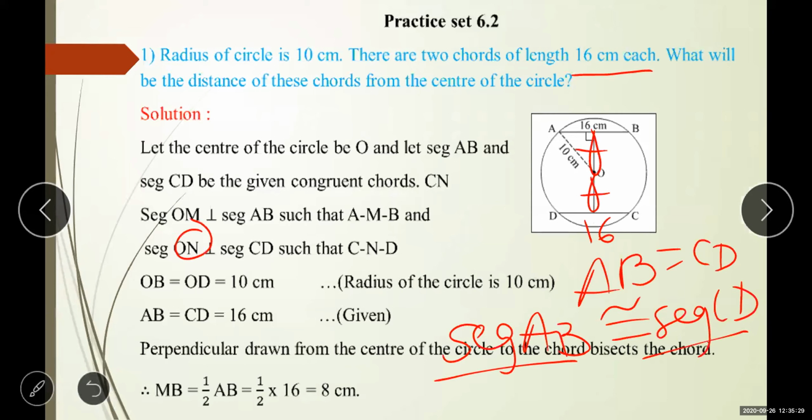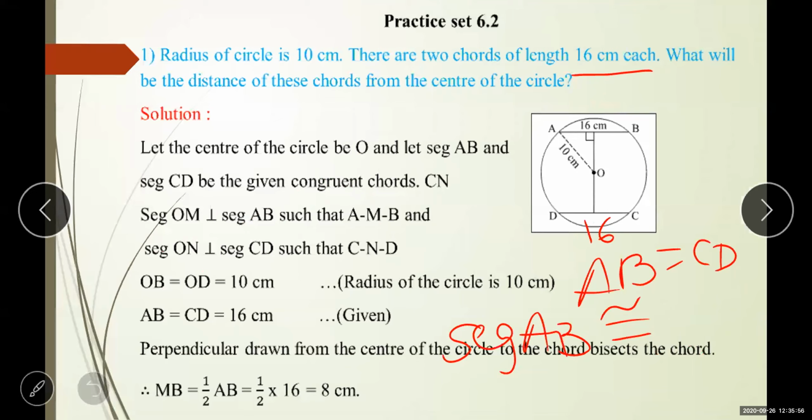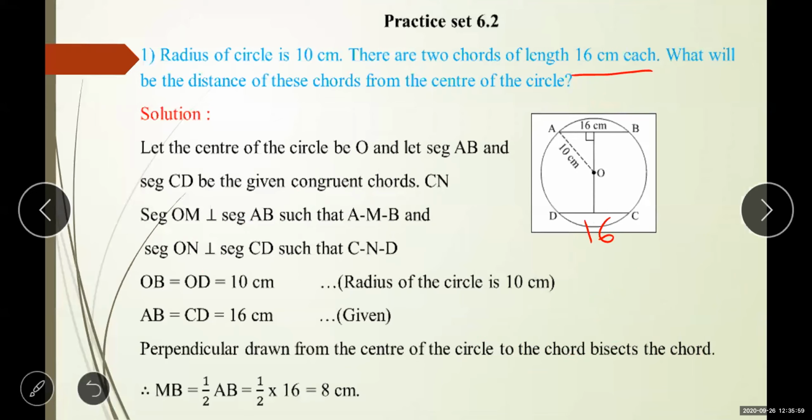Suppose this is N and this is M. So ON is equal to OM. क्यों ऐसे लिखा मैंने? Because these chords are congruent. If the chords are congruent, they are equidistant from the center. Okay. So now we know this theorem, we are going to use this. What will be the distance of this chord from the center? If you find out a single one, you will get the second one because both are equal.